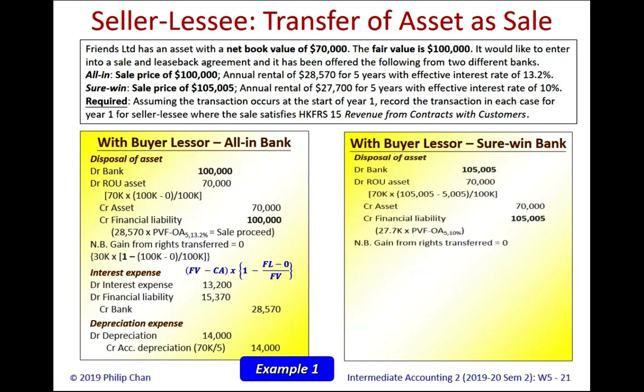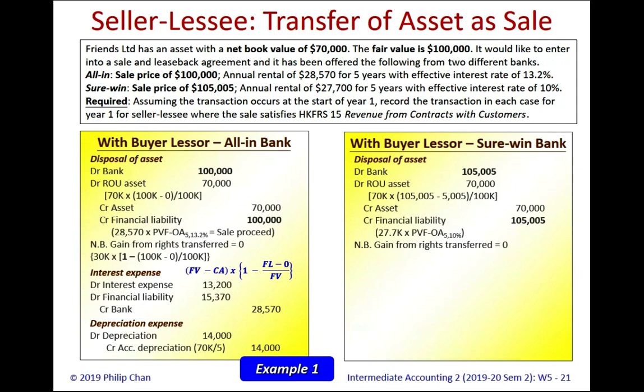Now let's do it. Debit bank 105,005. Okay, and then we credit the bank assets 70, and then we work out the financial liability figure, which is 27.7 times PVFOA 5 years 10%. And so happens that it is in fact exactly the same. Of course, I made it up, and they are exactly the same, right? And when they are exactly the same, what does it mean? Financial liability equal to sales. That means no gains from rights transfer, so 0 it should be.